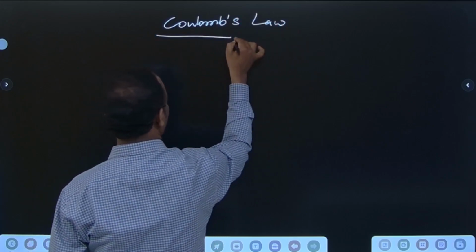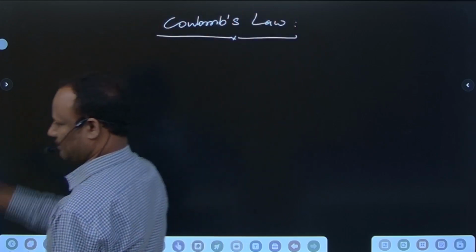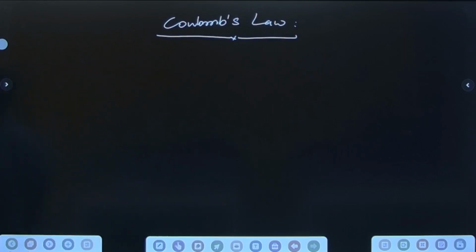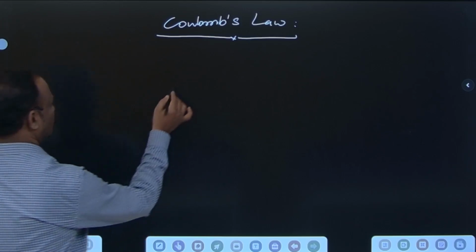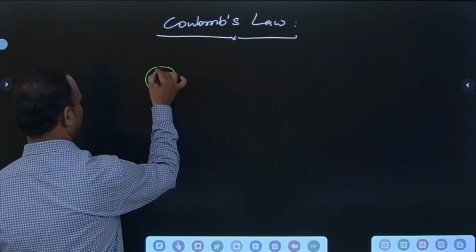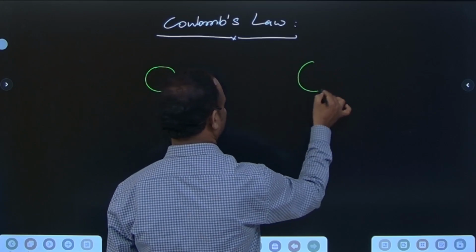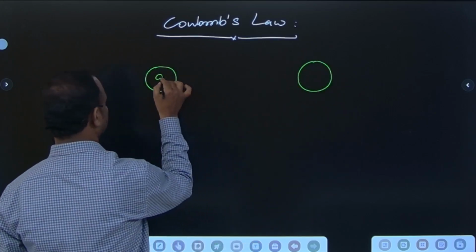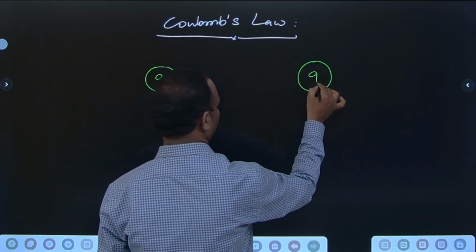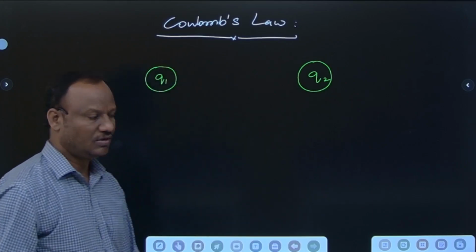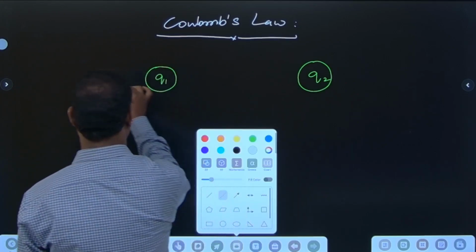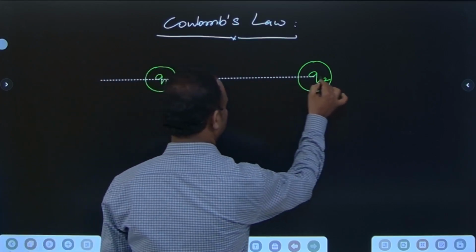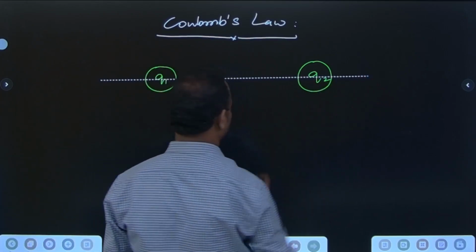What is Coulomb's law for problem solving? Coulomb's law gives the electrostatic force. If I choose two charges, these are the two charges. The first charge is Q1, the next one is Q2. The line joining their centers is this line.